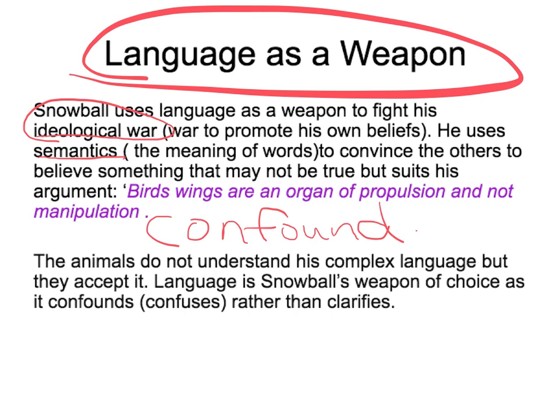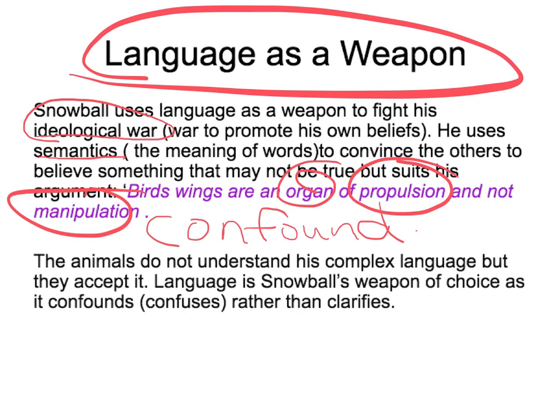So, for example, when they're doing the 4 legs good, 2 legs bad debate, and they're not quite sure what they can do with birds, you've got that birds' wings are an organ of propulsion and not manipulation. Now, what animal there understands organ and propulsion and manipulation? None of them. But that's the point, because you can confound them. You can use that language as a weapon to say, look, you don't understand it. I know you don't understand it. I do. I'm better than you. Accept it. So the animals do not understand complex language, and that's the point. That's why language is used as a weapon.